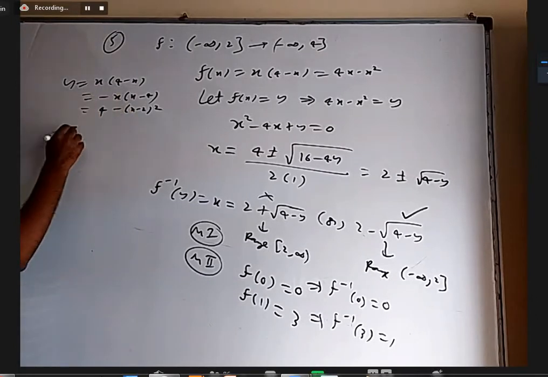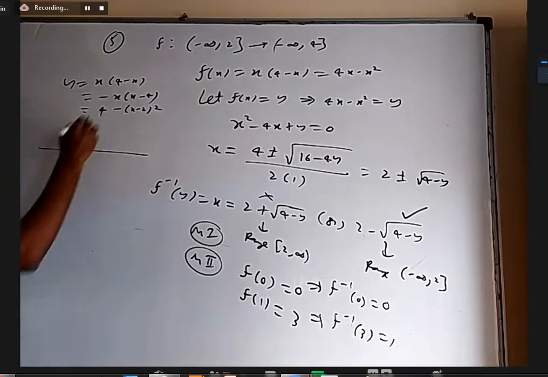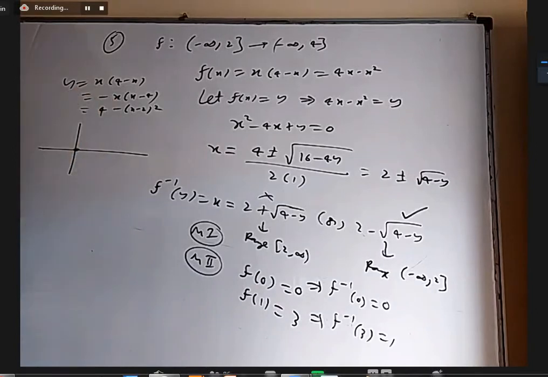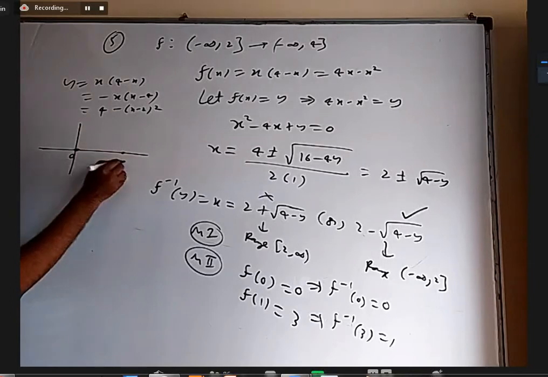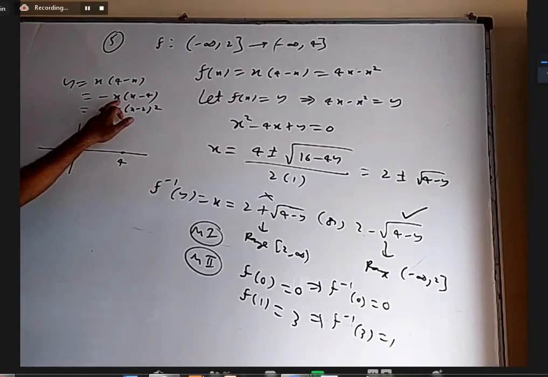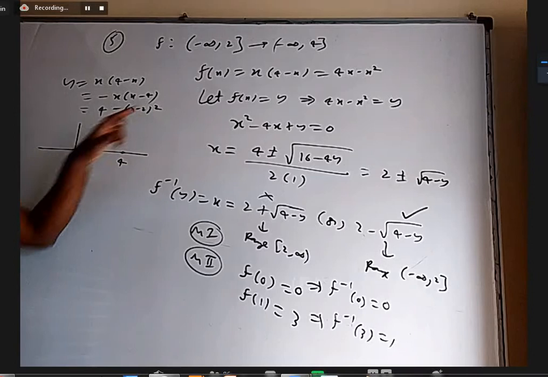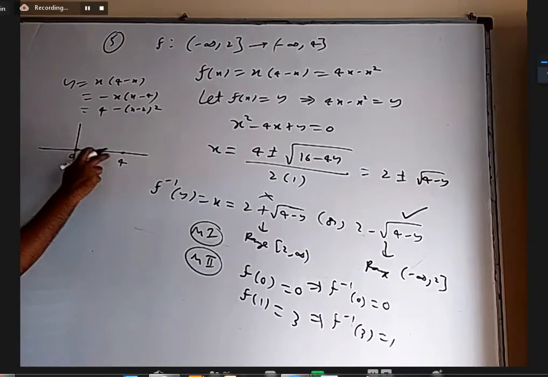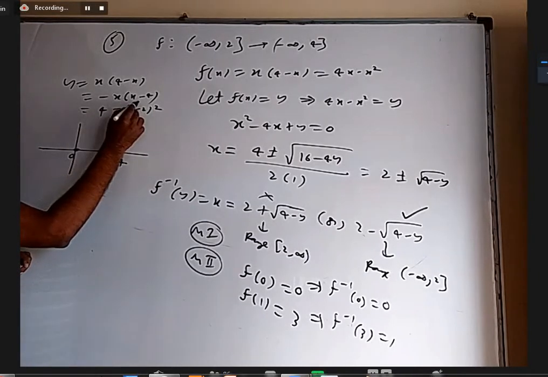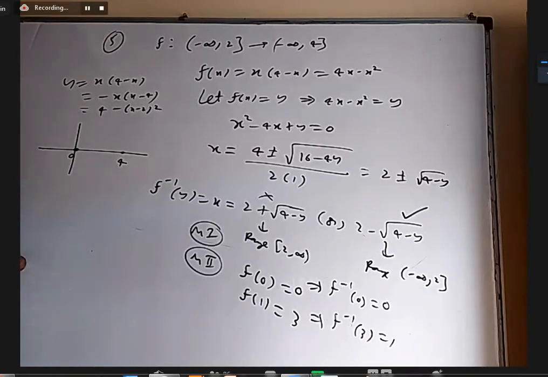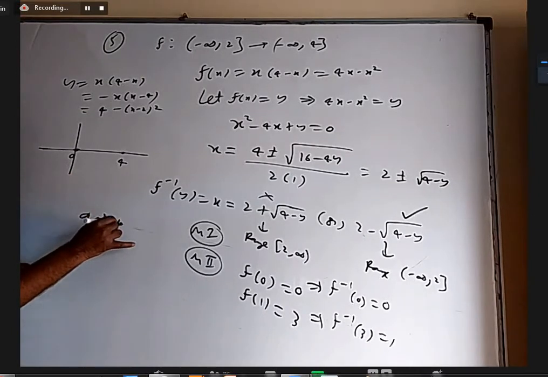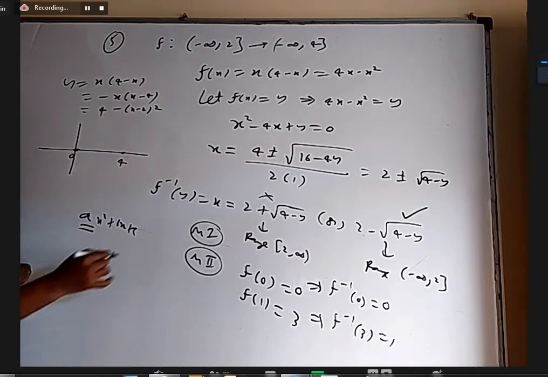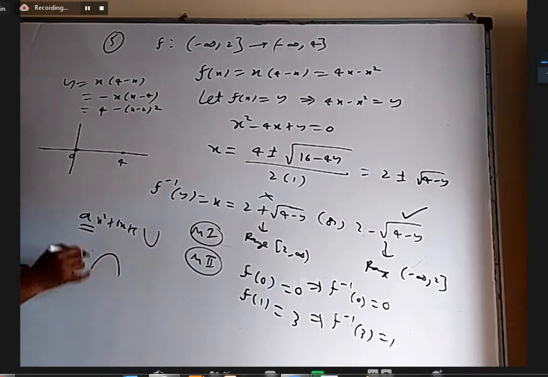If it is this, at 0 it is 0, and at 4 also it is 0. When x is 0, the answer is 0. When x is 4, the answer is 0. But between 0 and 4, it is positive, because x minus 4 is negative, and with the minus sign it becomes positive. Anyway, when you take ax square plus bx plus c, whenever a is positive, it is an upward parabola. Whenever a is negative, it is a downward parabola.